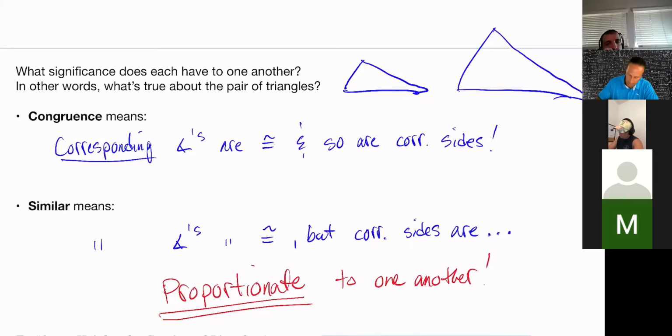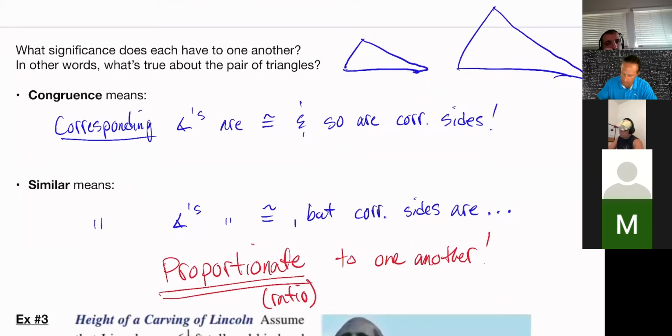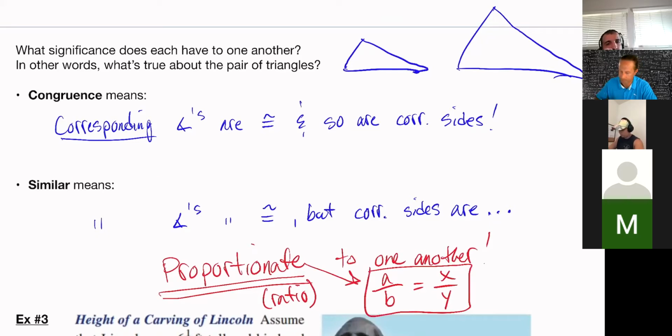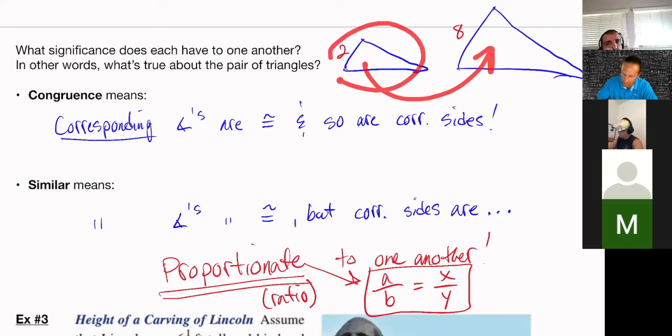Good. They're going to have some ratio, or we call it proportionate, when we have one ratio equal to another, right? So if we have, for example, A over B is equal to X over Y, then this is what is called a proportion, right? So if I told you that this was a length of 2 and this was a length of 8, what would you know is true about this triangle compared to this one?